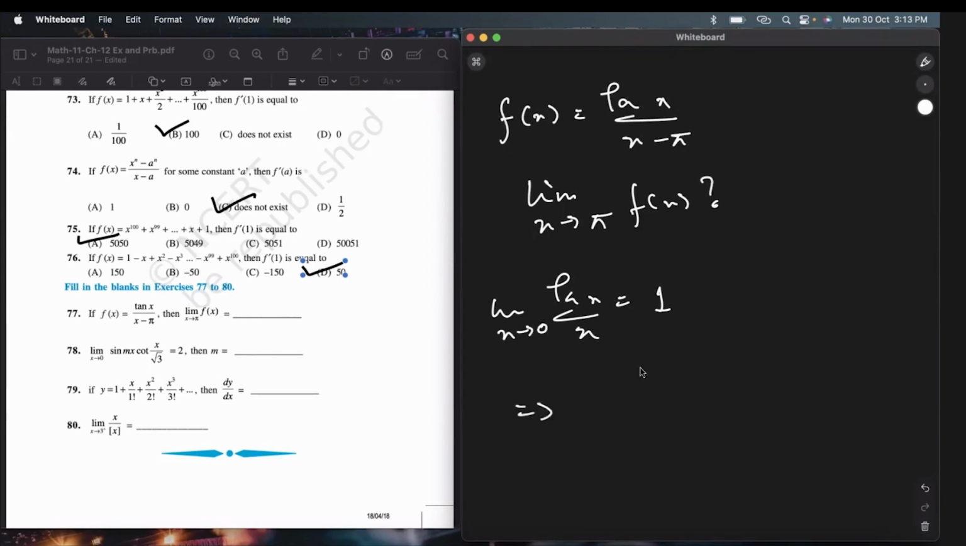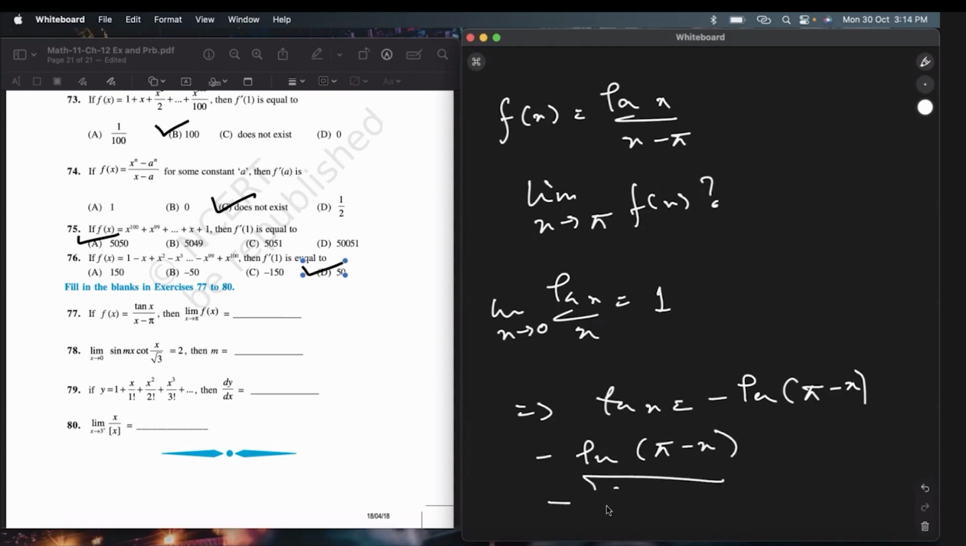Can you imagine this whole thing like this? If I write pi minus x, the tan ratio will be the same, but there will be a minus sign. So I can write tan x equals minus tan of pi minus x. Got this? That is the catch in this question. I can write this as pi minus x, and in the denominator I have x minus pi, so I'll take minus outside, and there will be a pi minus x over here as well.